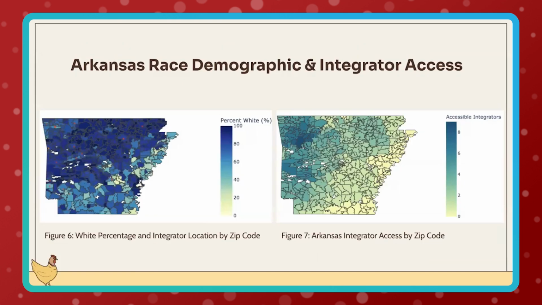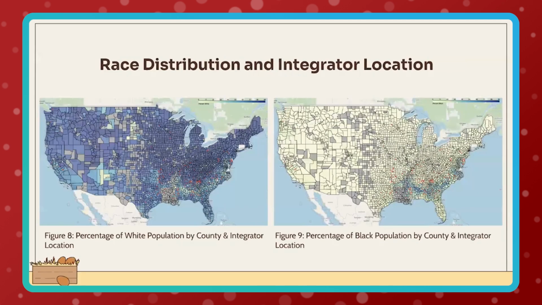To focus on the race demographic, we plotted the distribution of white population in Arkansas on the zip code level and compared it to the choropleth of access to integrators. We can see a correlation between low white percentage and lower number of accessible integrators in the south and east region, and this correlation exists not just for one integrator company, but across all companies in the state. Expanding the visualizations to the national level, the 2 choropleths on this slide show that integrators are present in counties with fewer Black residents and more white residents, but often absent when the reverse is true, although the exact correlation is inconclusive based on the visuals alone.